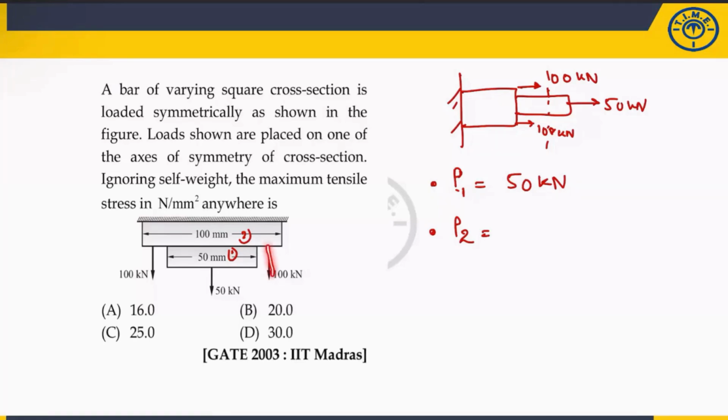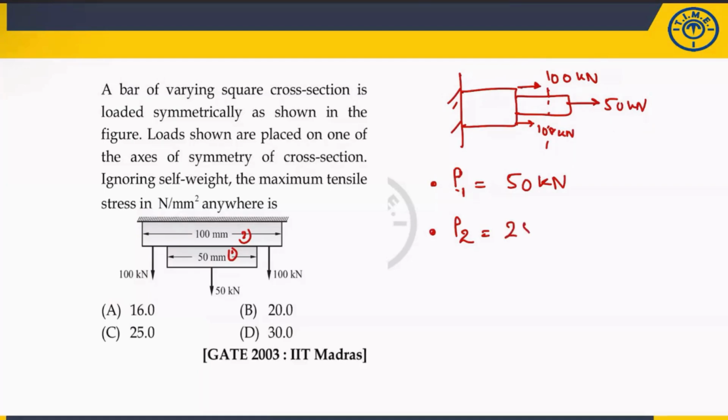The student will make the mistake only here. They will think 100 is acting here and 100 is acting here, so this bar is subjected to 100 only. But I have clearly mentioned that to calculate the force on any member, take the section and take the algebraic sum of load. This 50 will also act here, because this bar is also subjected to it. So the total load on this bar, if you take the section here, is 100 plus 50. But if you take 200, you will get the answer as 20. That is the beauty of this problem.